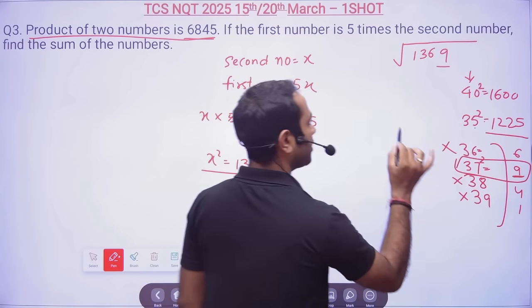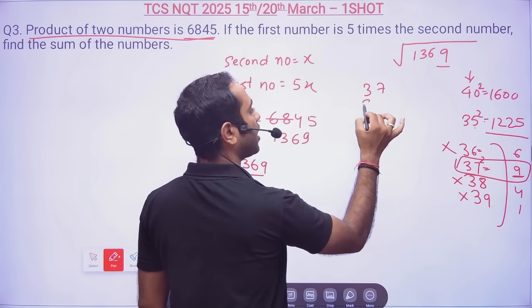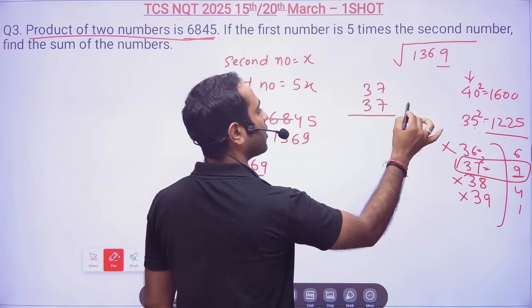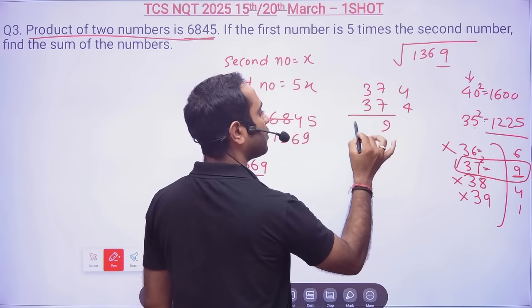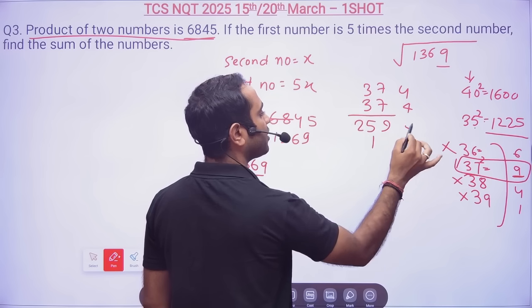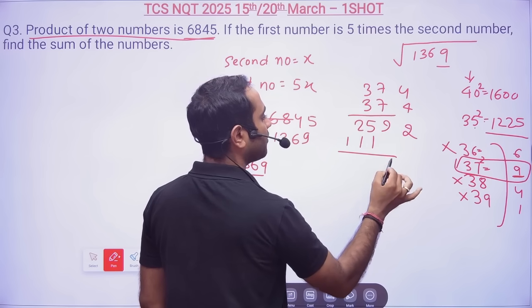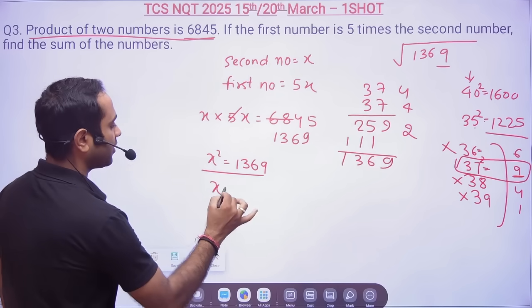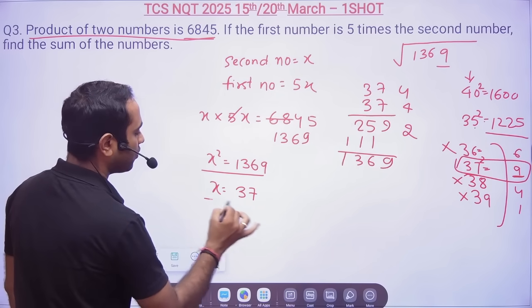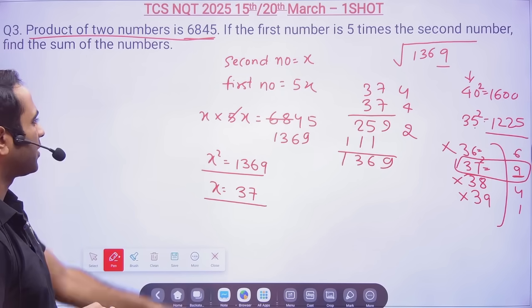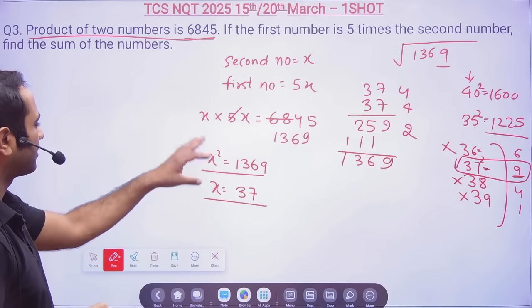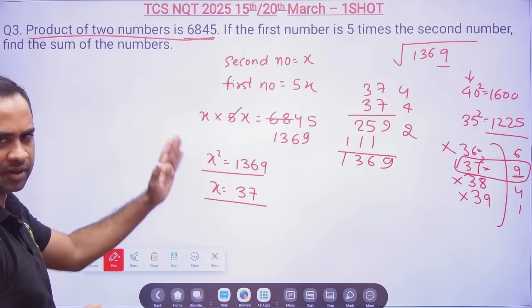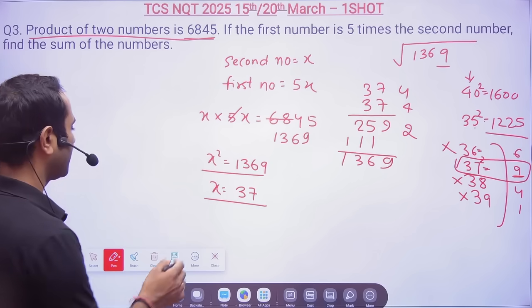So 37 square. If you want, you can multiply also and you can check. 7 × 7 is 49, 9 and 4 carry. 7 × 3 is 21 plus 4 is 25, 3 × 7 is 21, 9 plus 2 is 11, 1369. So here x will be nothing but 37. Okay, you do not have to take minus, because one number is minus x and another number is minus 37. So you don't have to consider that.